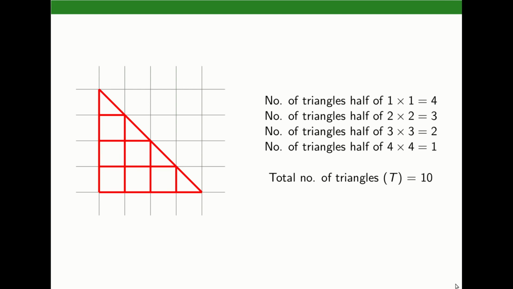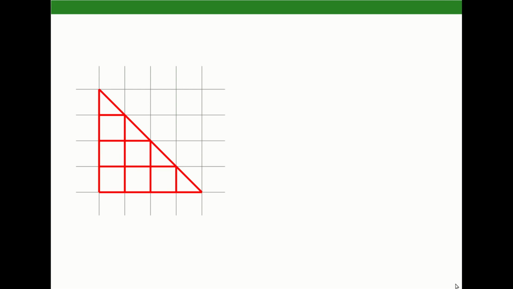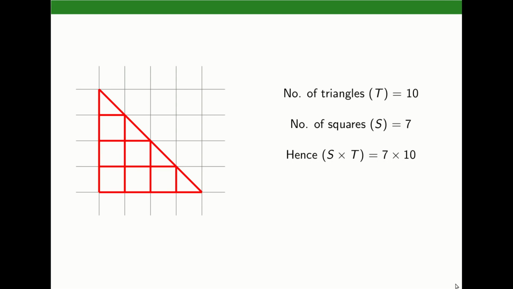Now we have to find the value of s times t, that is the number of squares times the number of triangles. So we have found the value of t as 10 and the value of s as 7. Now we have to find the value of s times t, that is 7 times 10. So s times t is 70.